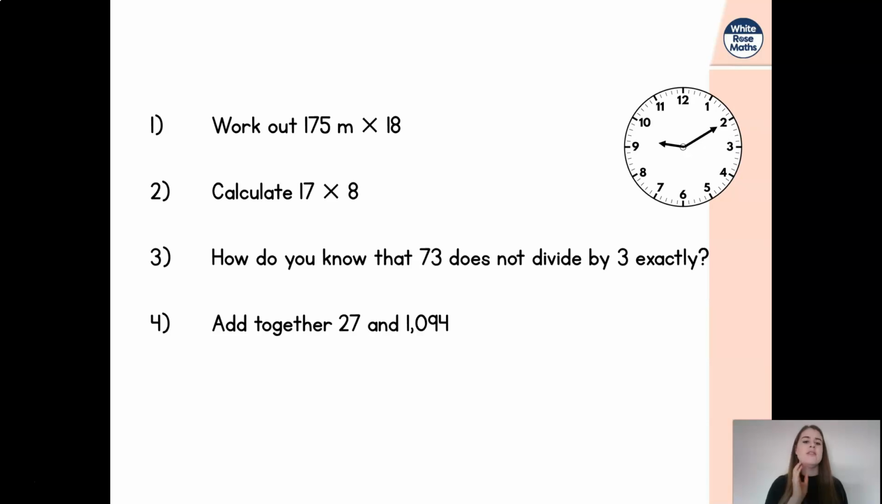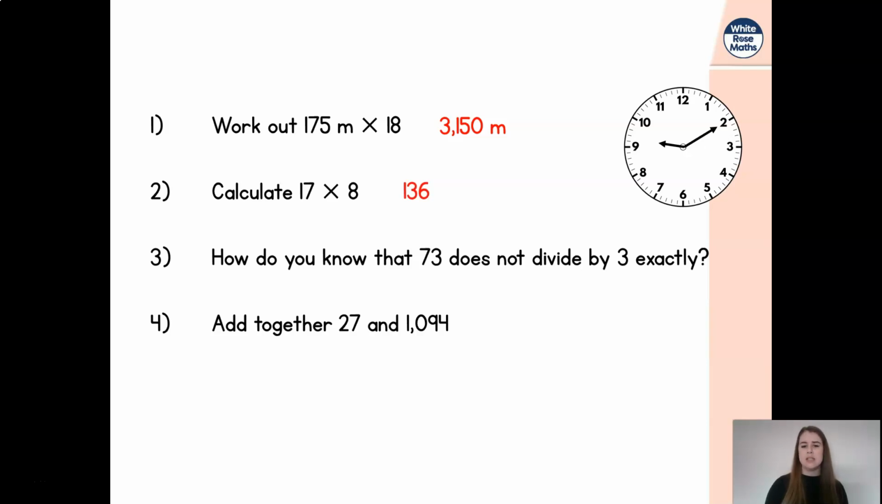Okay, so 175 meters times by 18, using your long multiplication, gives you 3,150. Multiply 17 by 8: you could do an easy one, 20 times 8, which is going to be 160, and then take away 24. But the answer is going to give you 136.